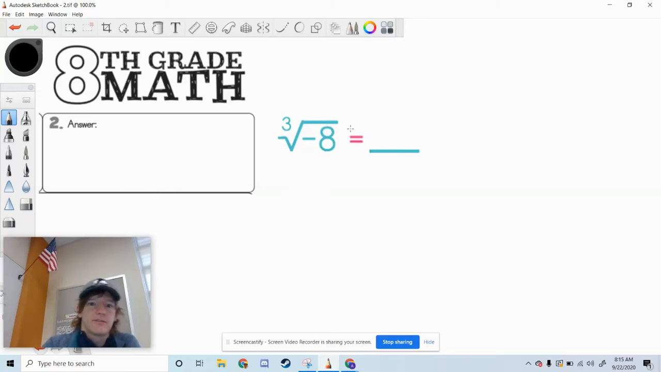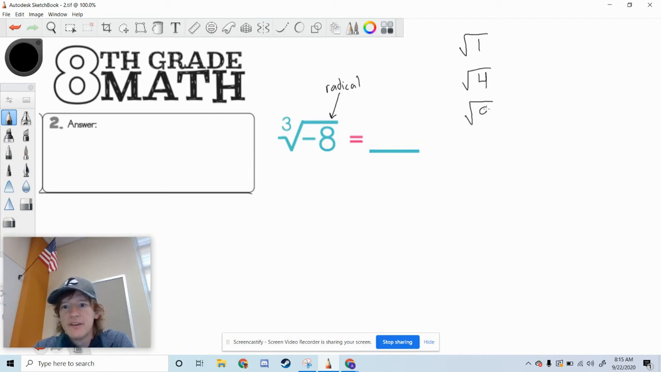Number 2, answer. We have this symbol right here, which is called a radical. This is like a square root. You've probably seen it before, but you might not be very familiar with it. So I want to do some examples over here. I want to do the square root of 1, the square root of 4, the square root of 9, the square root of 16, the square root of 25, and one more, we'll do the square root of 36.